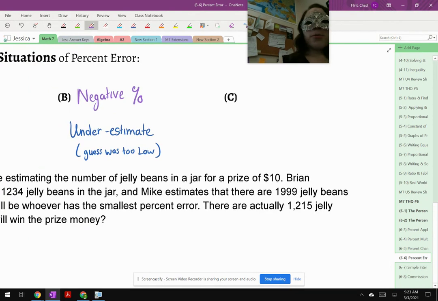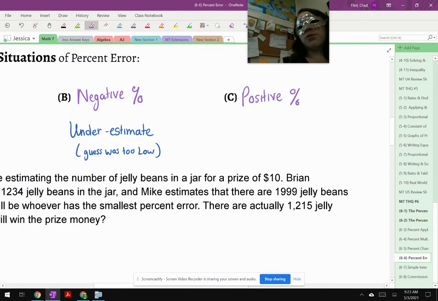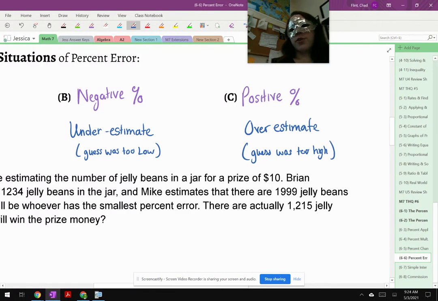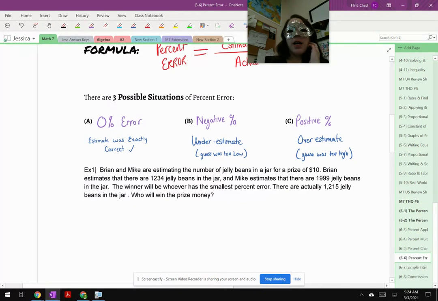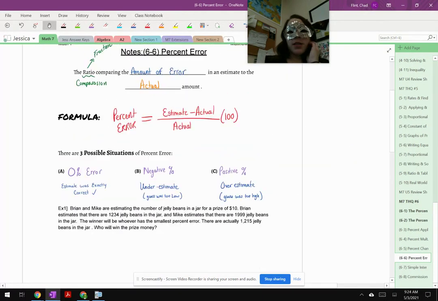And finally, by process of elimination, the third possible situation you might run into is if you have a positive percent error. And this is what's known as an overestimate, where your guess was too high. And there's certain situations where it's better to overestimate or better to underestimate, depending on what you're talking about, right? All right, so we'll take a look at some examples in our next one.